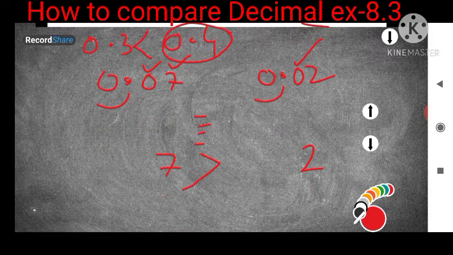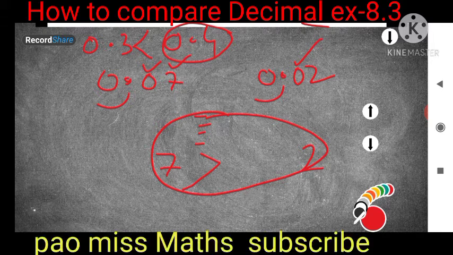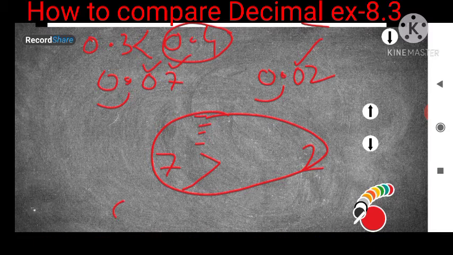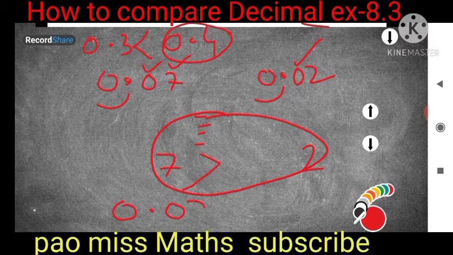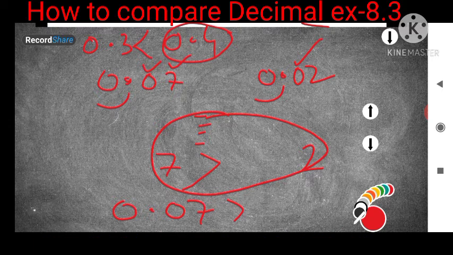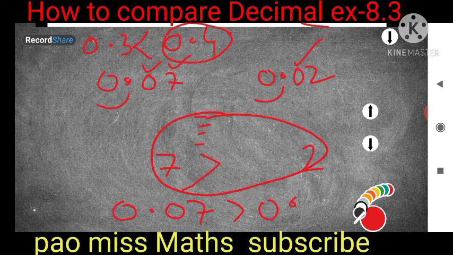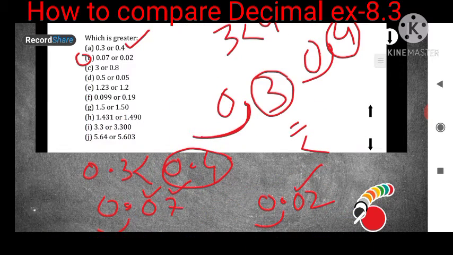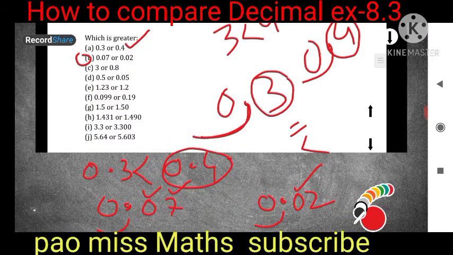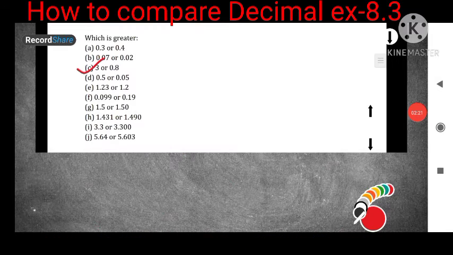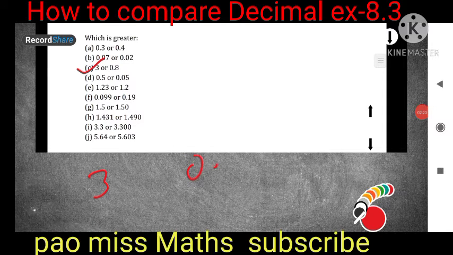So simply you have to solve all this in your mind. Okay, I'm just explaining here. So which one is greater? You have to compare one by one. So 0.07 is greater than 0.02. Okay, in this way you have to solve. Now, okay, it has become very dirty. Let me erase this.